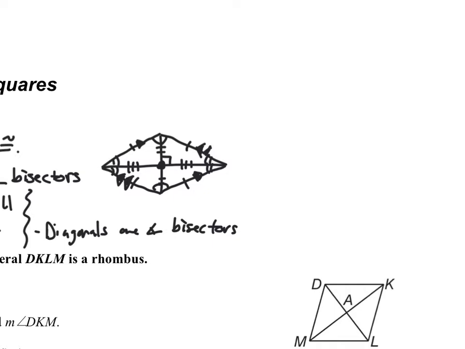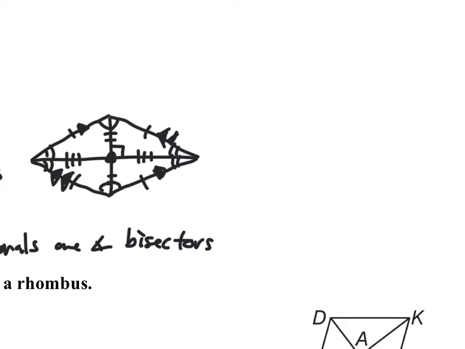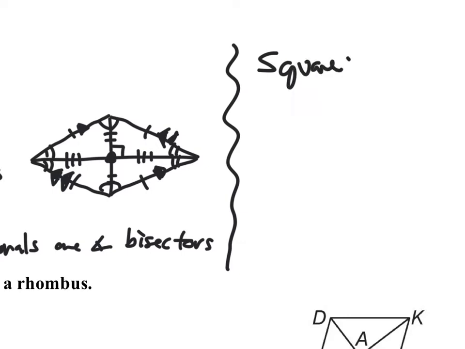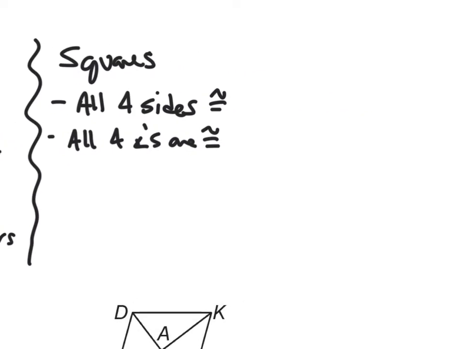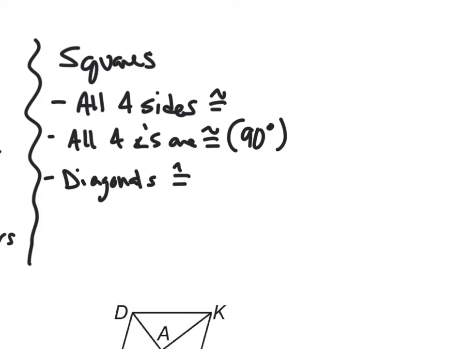Now a square is kind of all of our special quadrilaterals wrapped into one, okay? So a square, and you guys are very familiar with squares and rectangles. You see them all the time. A square is when all four sides are congruent. All four angles are congruent, which means that they are 90 degrees. Okay. The diagonals are congruent, okay, and they're perpendicular bisectors, okay?